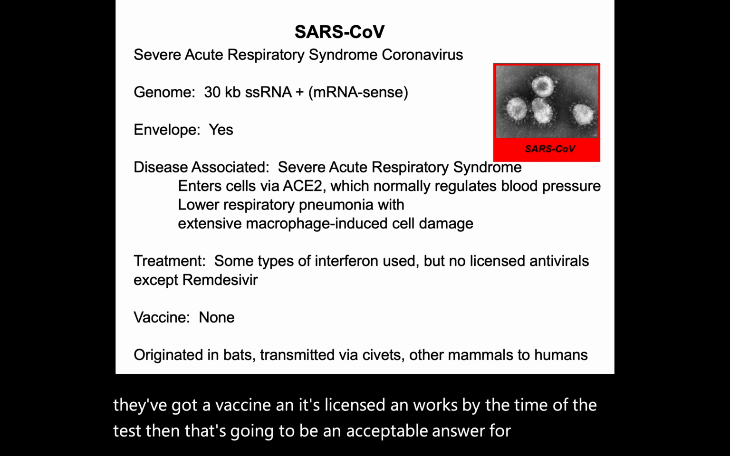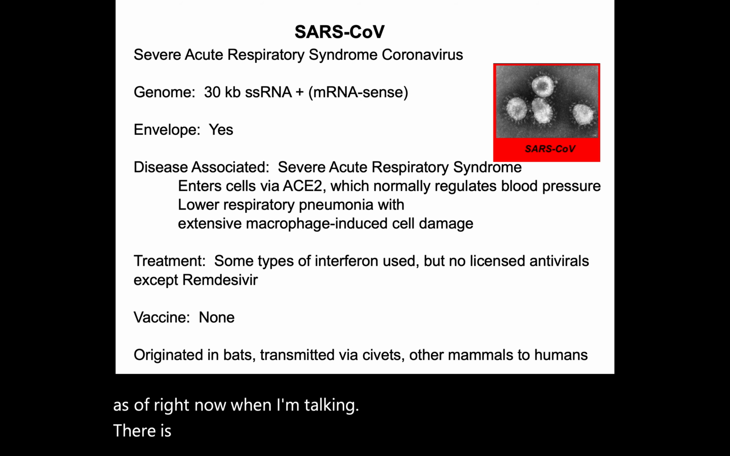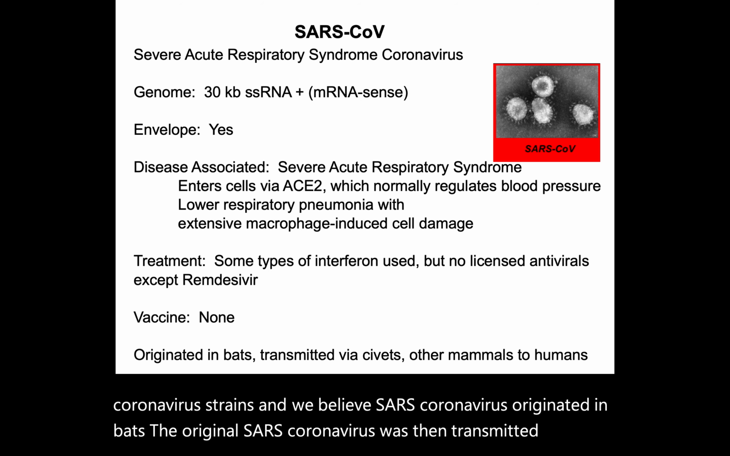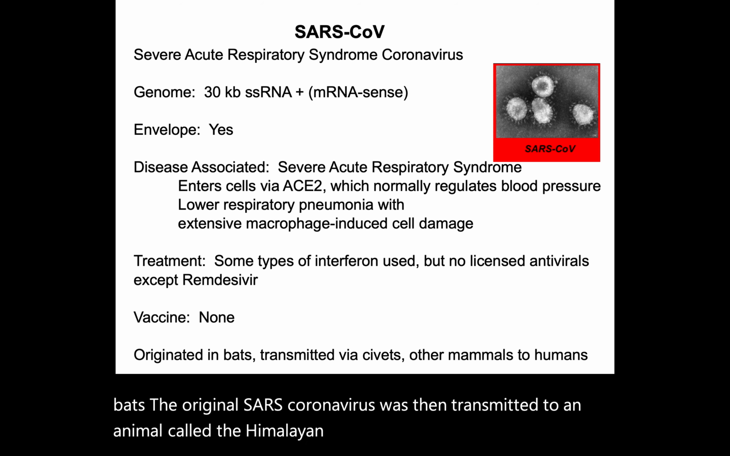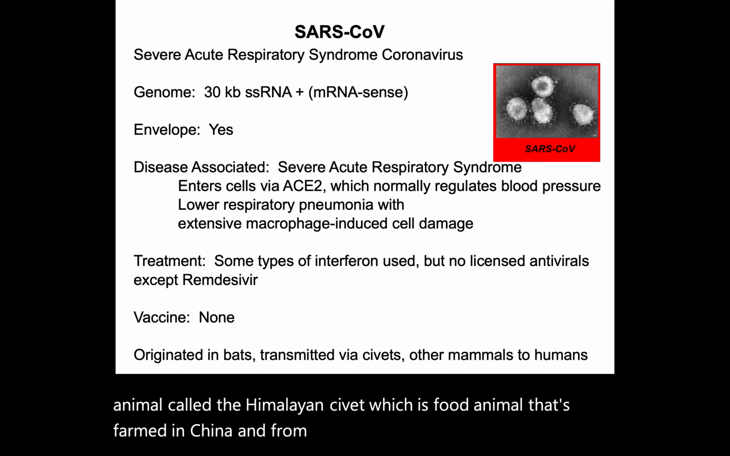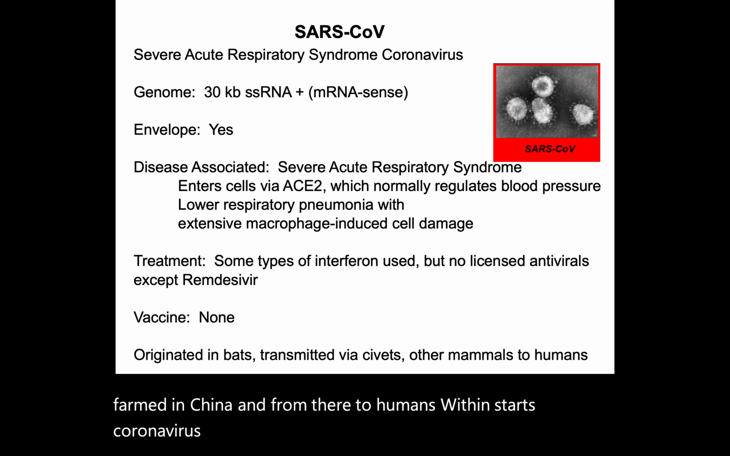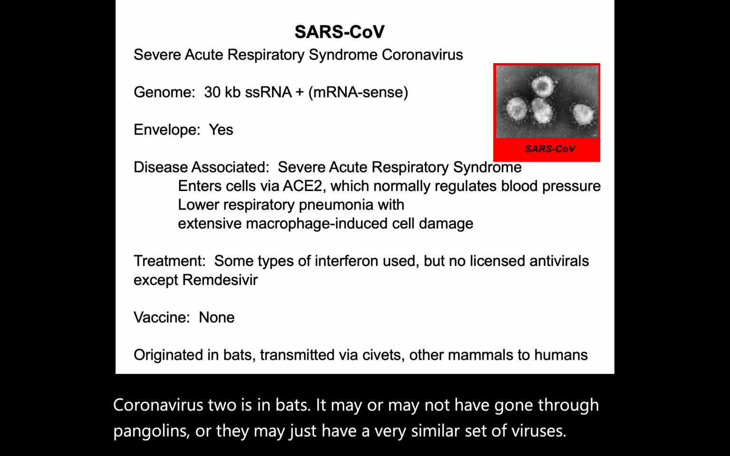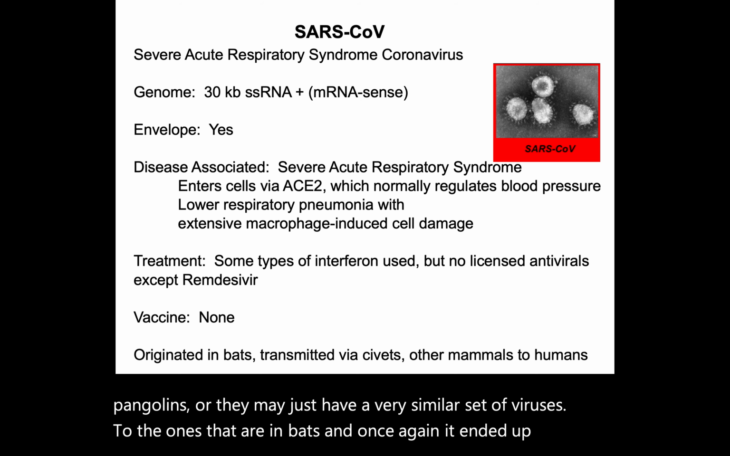But as of right now, when I'm talking, there is no proven licensed vaccine for either of the SARS coronavirus strains. And we believe SARS coronavirus originated in bats. The original SARS coronavirus was then transmitted to an animal called the Himalayan palm civet, which is a food animal that's farmed in China, and from there to humans. We think SARS coronavirus 2 is in bats. It may or may not have gone through pangolins, or they may just have a very similar set of viruses to the ones that are in bats. And once again, it ended up in humans that are then spreading it amongst themselves.